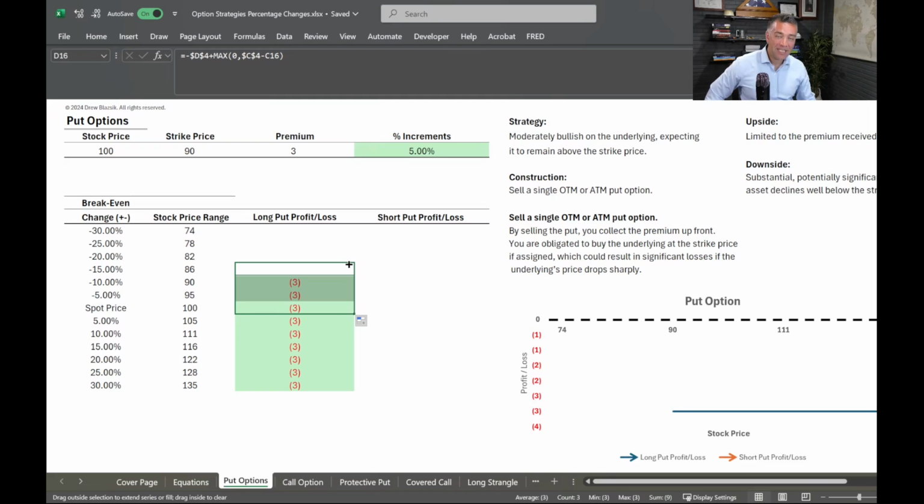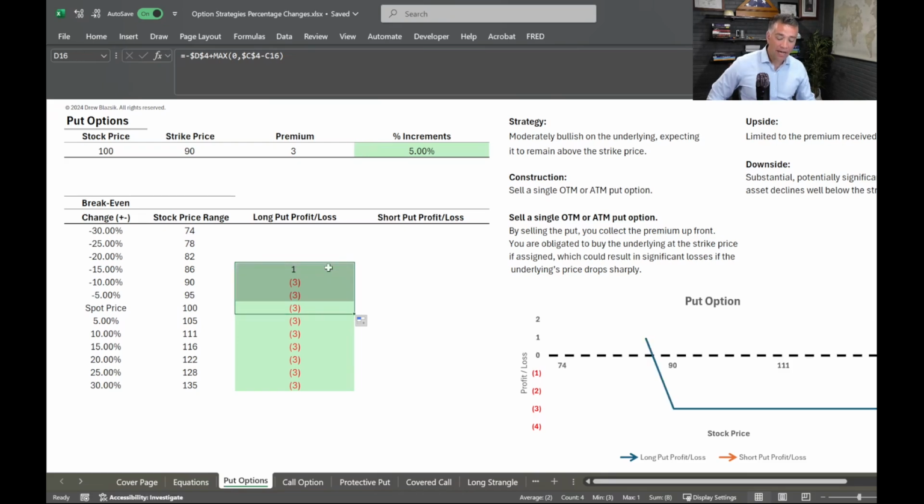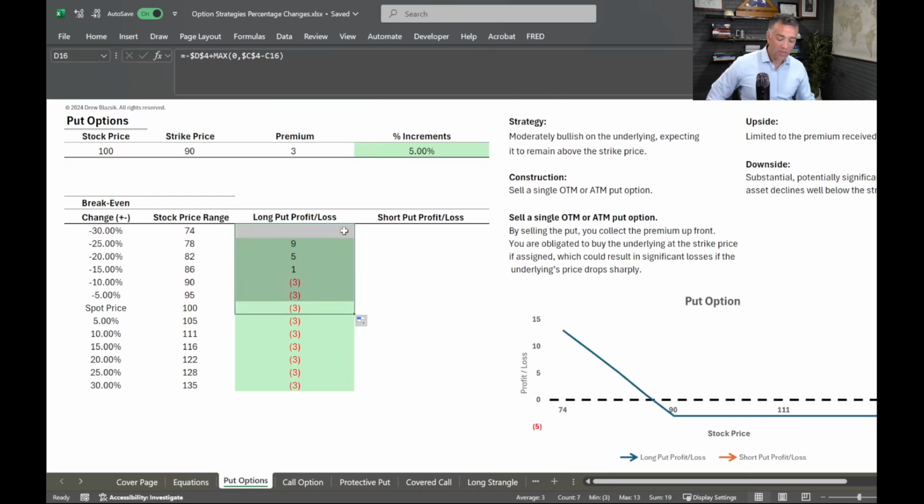If you did the function correct, that means my profit loss should be a positive $1, right? I could sell it at 90. I made 4 on that. It's 86, so it'd be 90 minus 86, but it cost me 3. And if I drag all the way there, there's my profit loss.